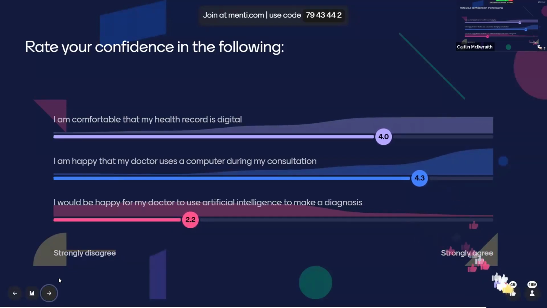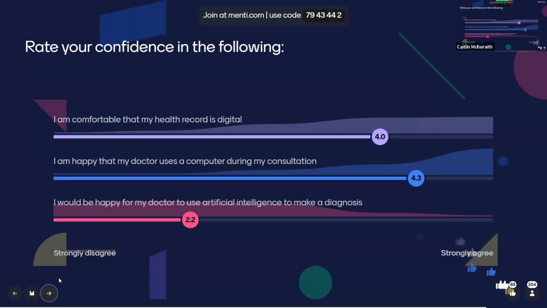I just want a quick show of hands for the people in the room as a subsidiary question: how many of you have used generative AI, so things like ChatGPT and other platforms like that. Okay, interesting. People are quite comfortable that the doctor uses a computer during the consultation. There's some people that are less comfortable that their health record is digital. But in terms of artificial intelligence, the jury's still out and people are much less comfortable, and that's interesting to see where people sit with that perspective.